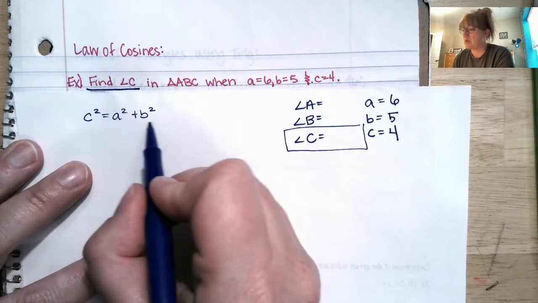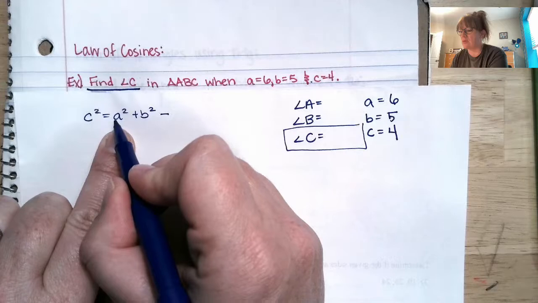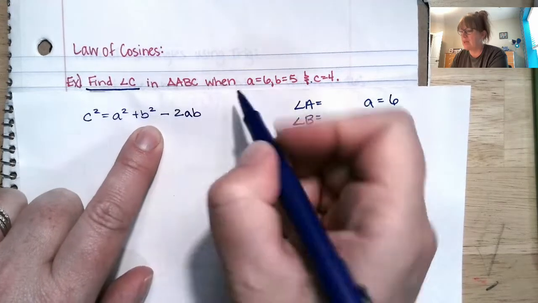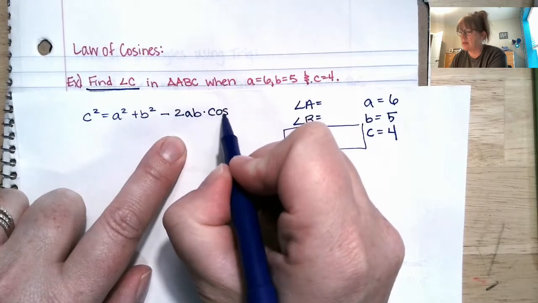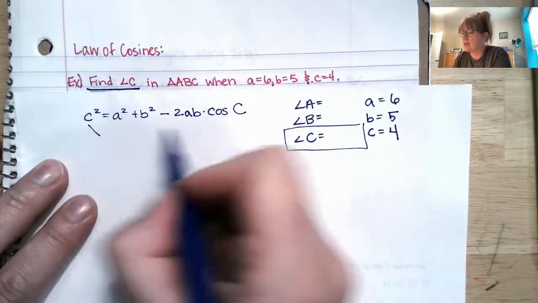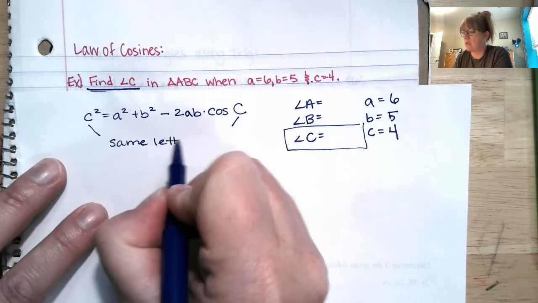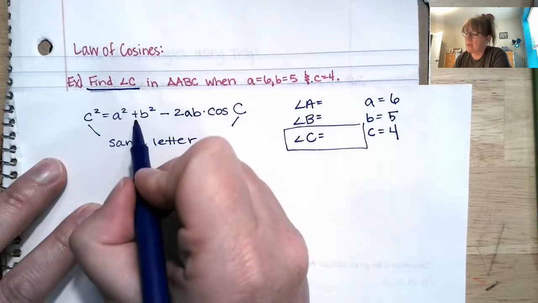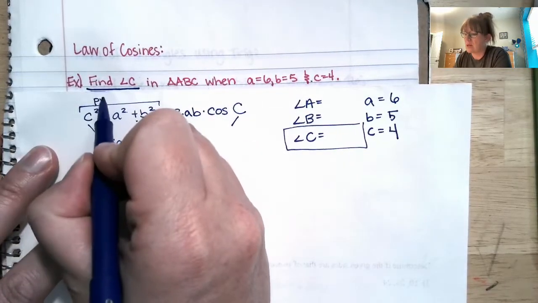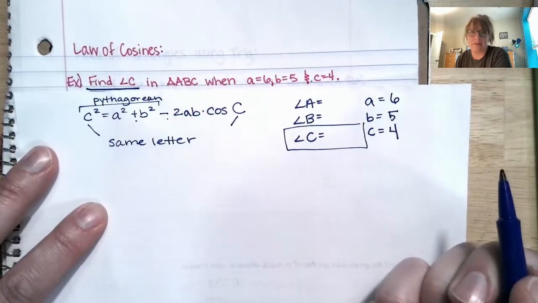So we start with the Pythagorean theorem, and then we're going to go minus 2 of each of those letters. So 2, and then we're going to put an a and a b. And then we're going to multiply it by cosine of whatever this letter is, c. So notice that these 2 guys are the same. One's capital, one's lowercase, right? And then we have a plus and then a minus. This guy looks a lot like Pythagorean theorem, which we're so familiar with. So maybe that will help us kind of get started when we're writing those guys out, okay?